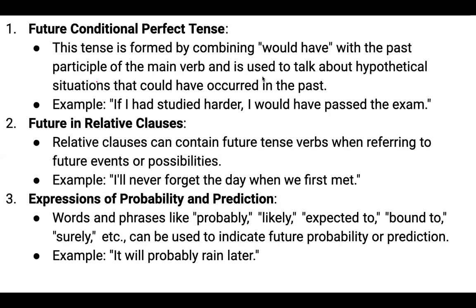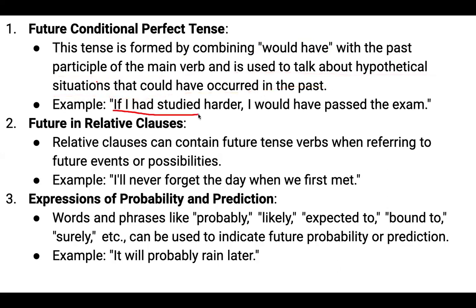So now you can go to the next one, which is stated as future conditional perfect tense, future perfect tense or future conditional perfect tense. When we talk about future perfect tense used with a condition, this tense is formed by combining what? Would have, right? Would have, should have, or could have, might have. So in that case, this tense is formed by combining would have with the past participle of the main verb and is used to talk about hypothetical situations that could have occurred in the past. Let's say an example is given.